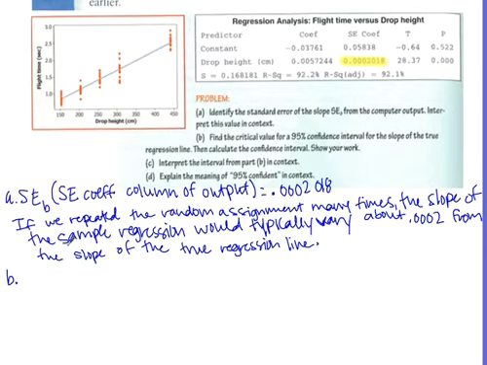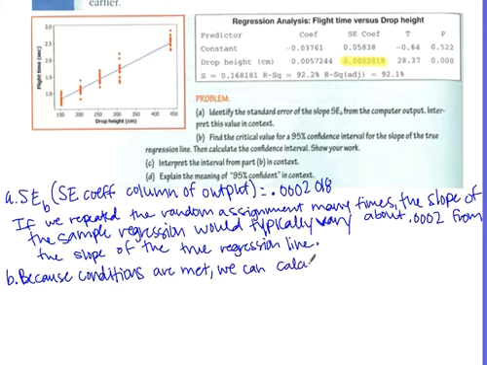All right, part b says find the critical value for a 95% confidence interval for the slope of the true regression line. Then calculate the confidence interval. Show your work. All right, so for b, what you would need to do is you would say because conditions are met. That's what we did from the last example on the last page.